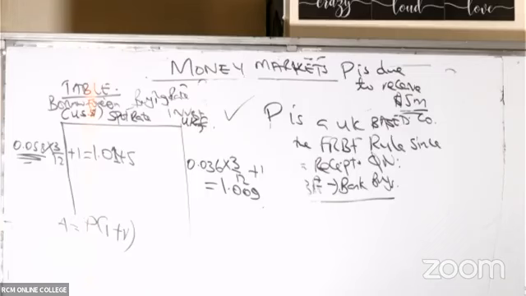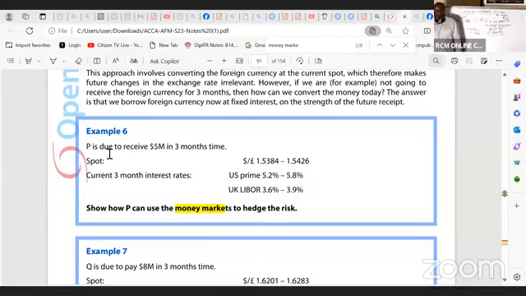Let's see whether the examiner has given us these rates. Hey, ninjas, are you able to see the spot rate?